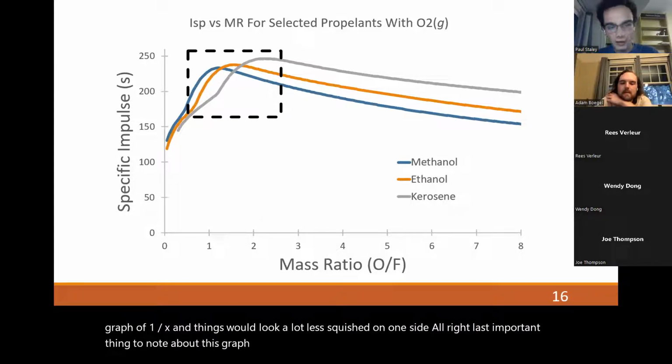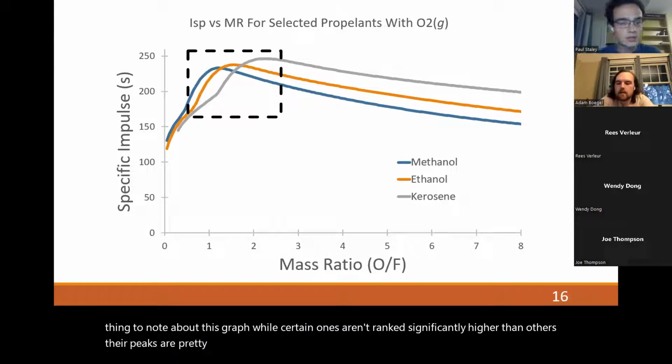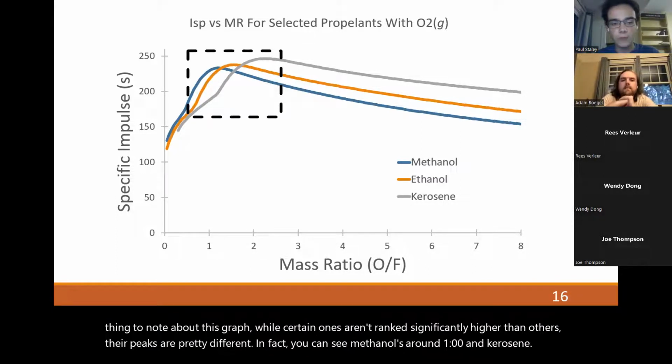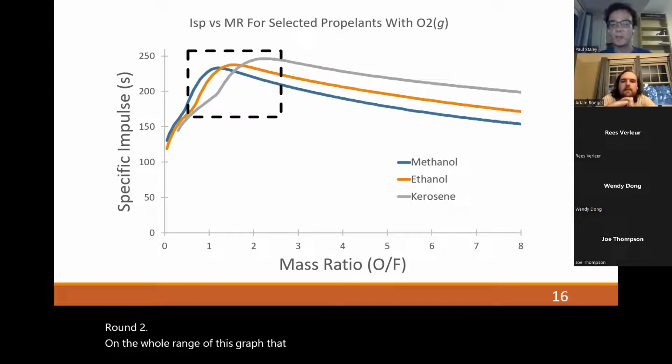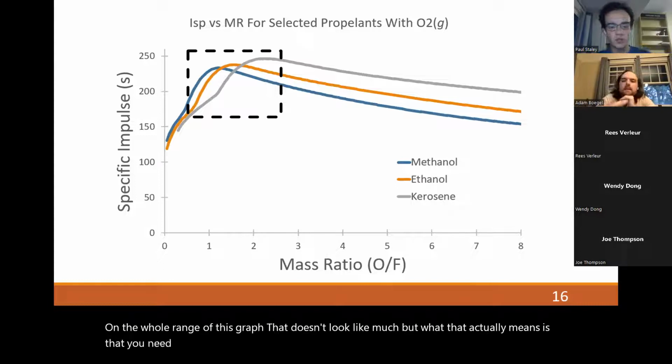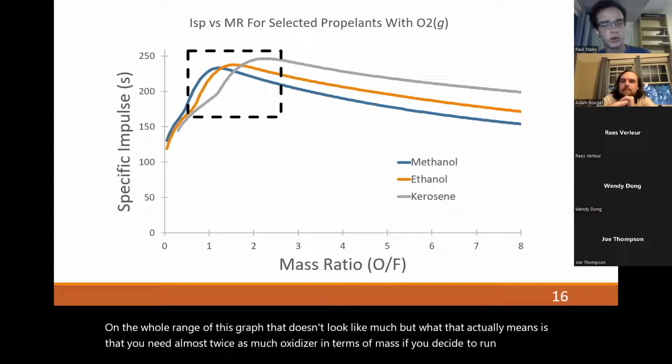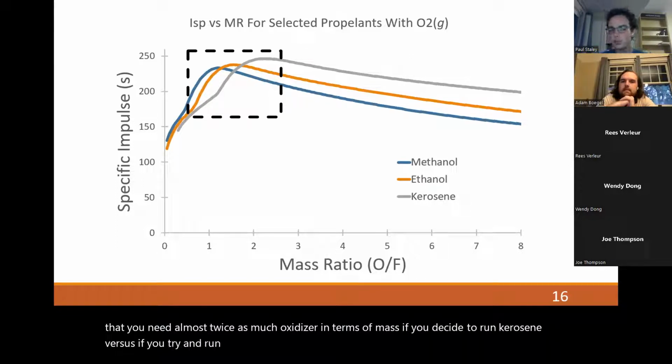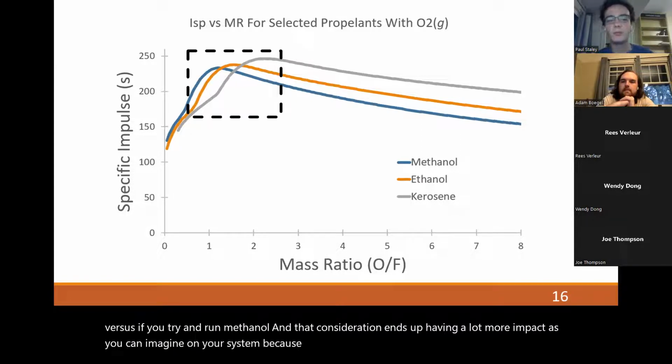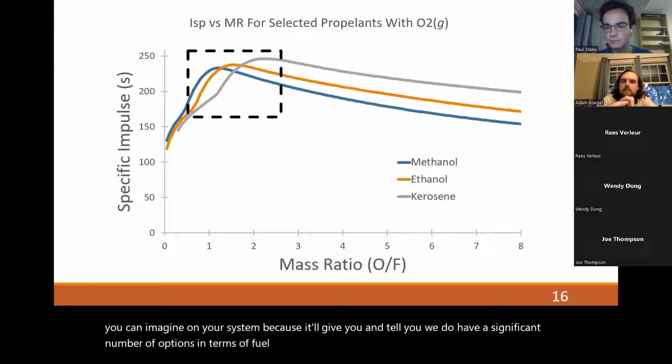All right, last important thing to note about this graph. While certain ones aren't ranked significantly higher than others, their peaks are pretty different. In fact, you can see methanol's around 1 and kerosene's around 2. On the whole range of this graph, that doesn't look like much. What that actually means is that you need almost twice as much oxidizer in terms of mass if you decide to run kerosene versus methanol. And that consideration ends up having a lot more impact on your system, because we do have a significant number of options in terms of fuel, but oxidizer choices tend to be limited.